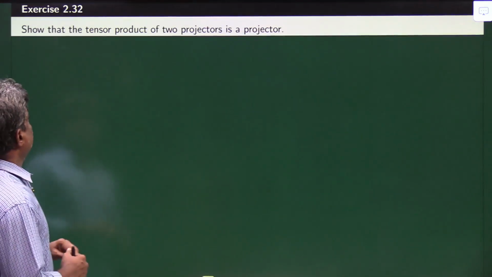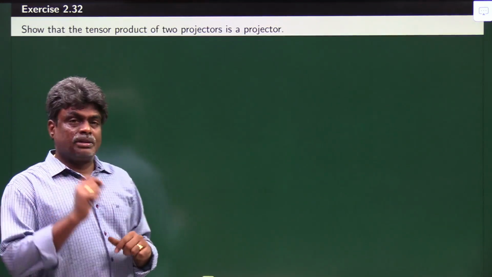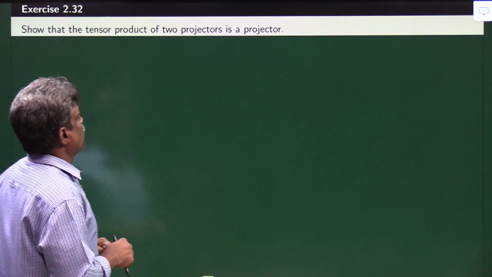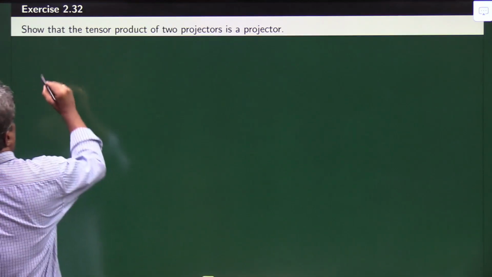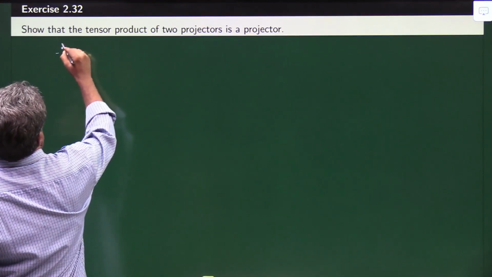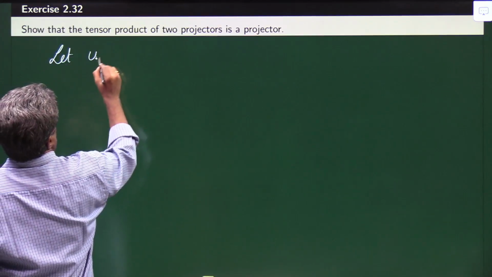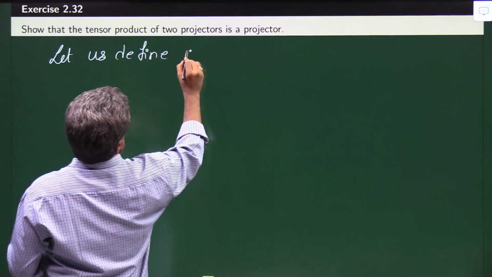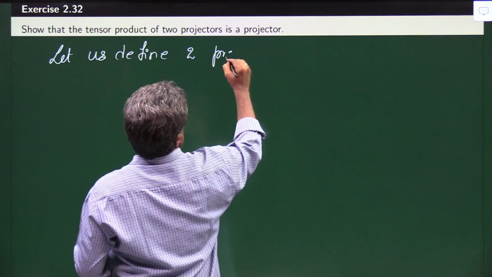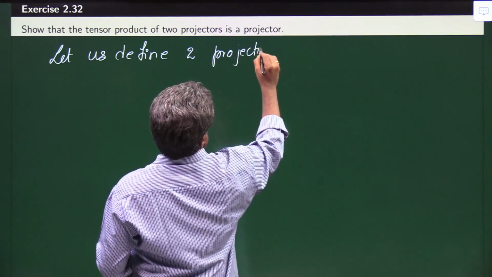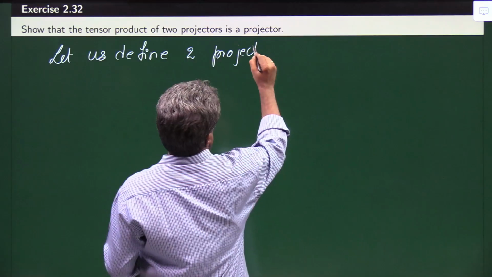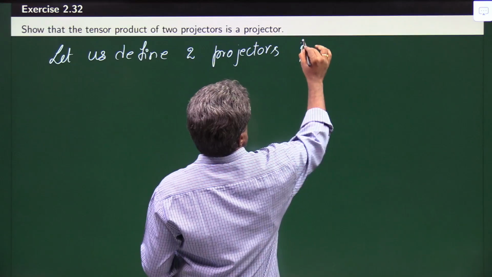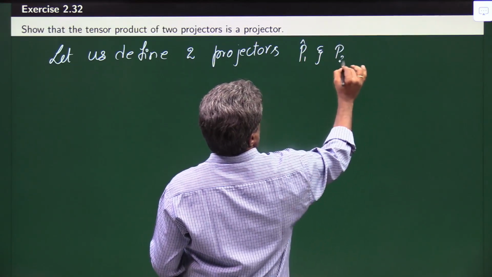So the next question, show that the tensor product of two projection operators is also a projection operator or projector. Okay, so here I am defining two projection operators, or two projectors, whatever they have given. So let us say P1 cap and P2 cap.